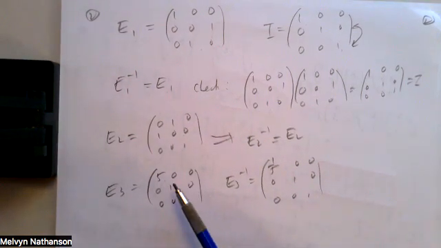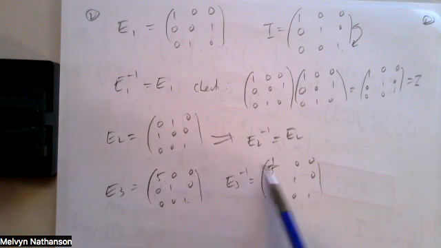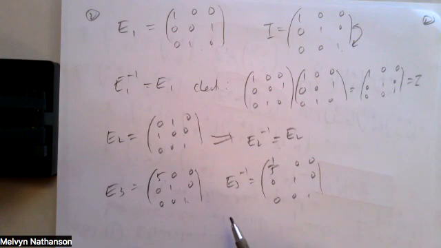If I take a matrix and I multiply the first row by 5, and then I multiply the first row by 1 over 5, I'm back where I started. So that's E3 inverse.